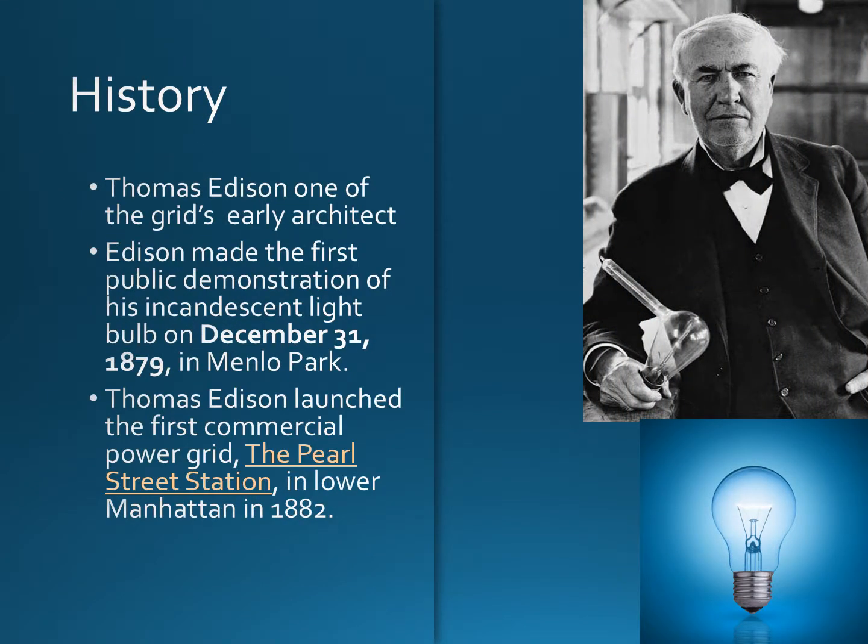Thomas Edison, one of the grid's early architects. Edison made the first public demonstration of his incandescent light bulb on December 31st, 1879. Thomas Edison also launched the first commercial power grid, the Pearl Street Station in Lower Manhattan in 1882.